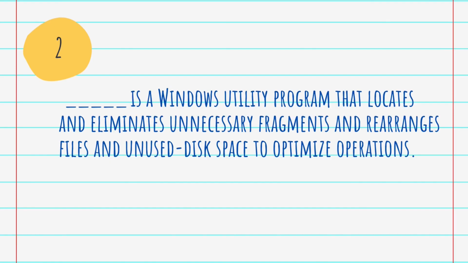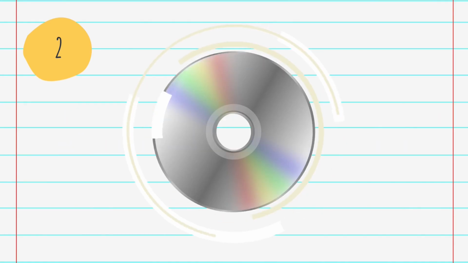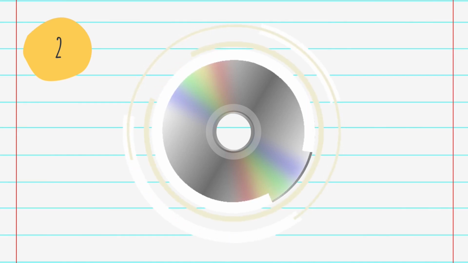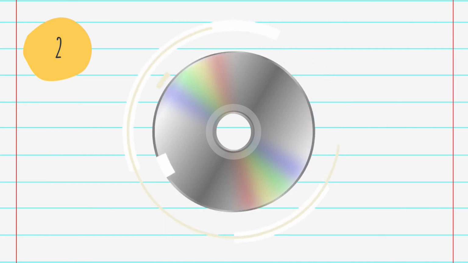The next question is, dash is a Windows utility program that locates and eliminates unnecessary fragments and rearranges files and unused disk space to optimize the operation. And the answer is disk defragmenter. The disk defragmenter is used to clean up the unused disk space and also to organize the disk according to the size requirement in the drive.